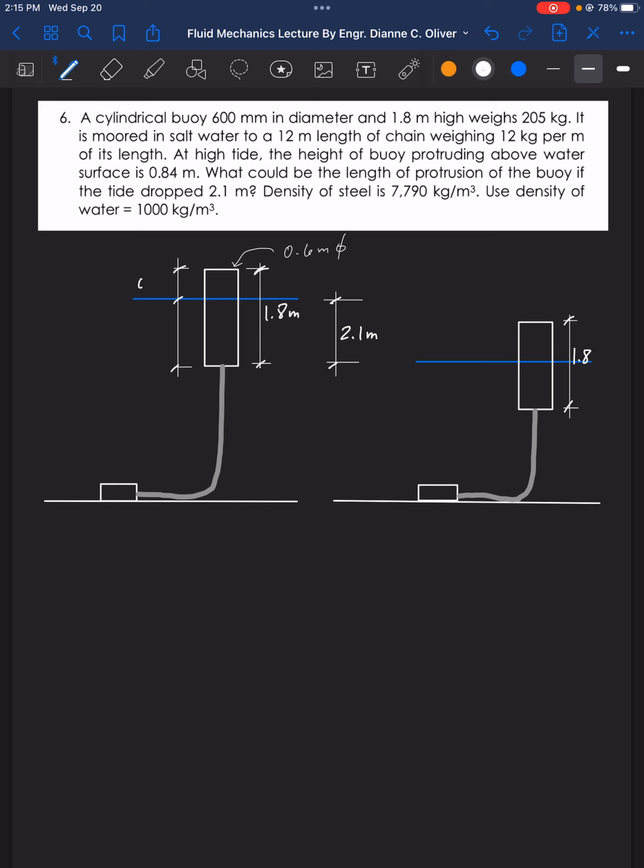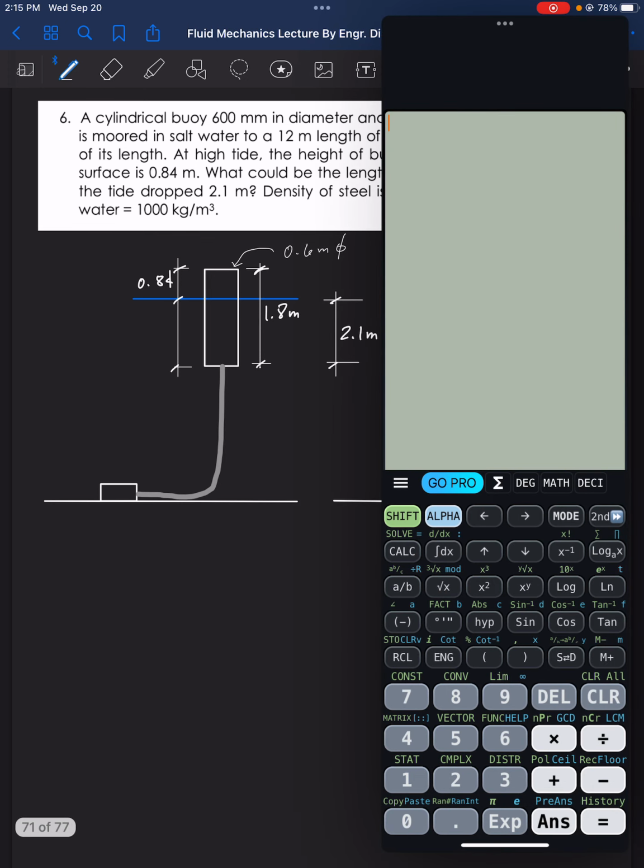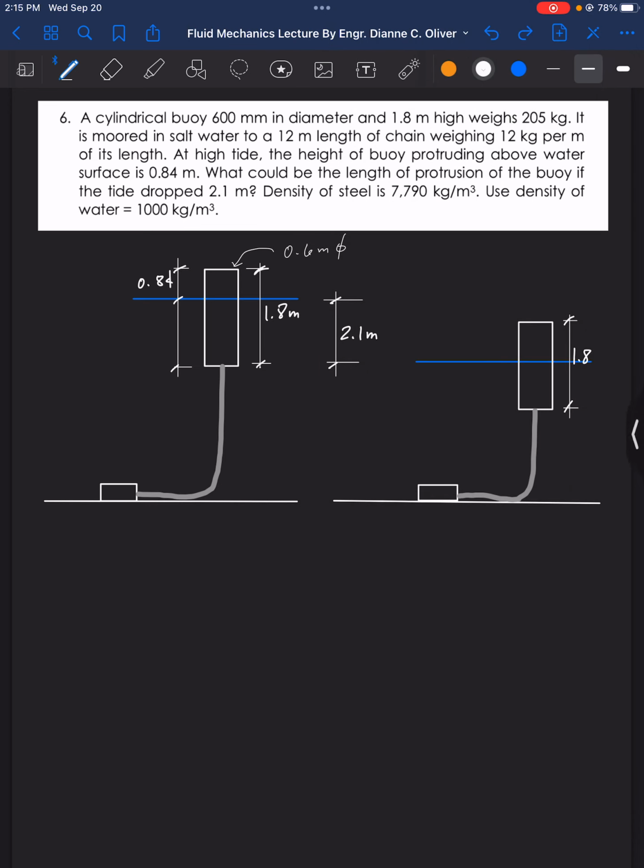So if this is 0.84, therefore this one here is 1.8 minus 0.84, 0.96. So this is 0.96 meter.